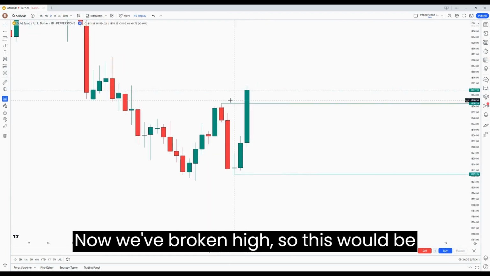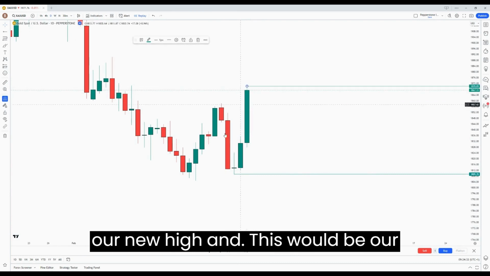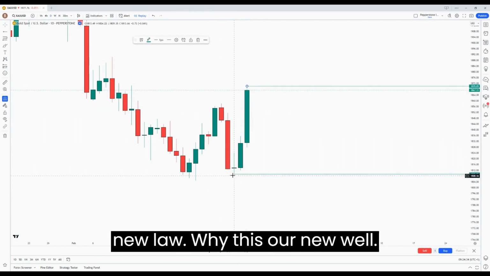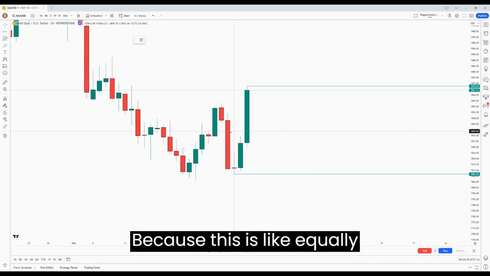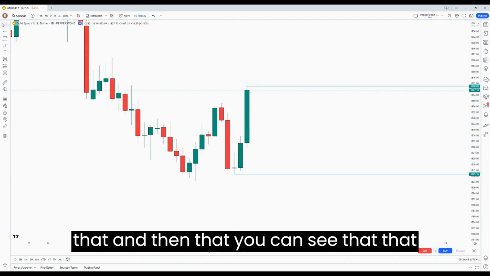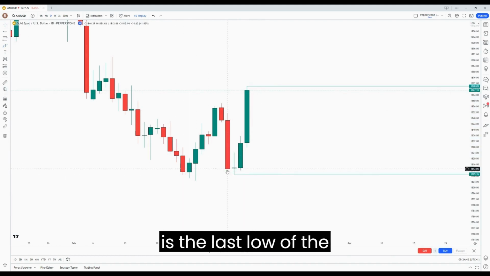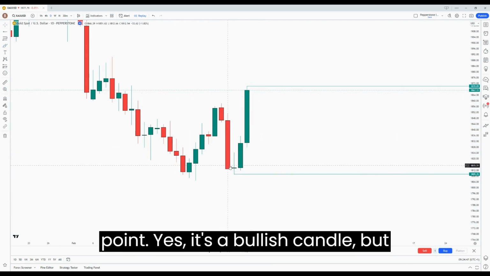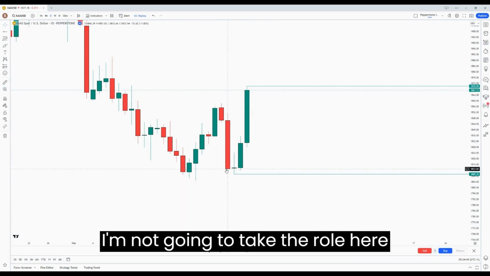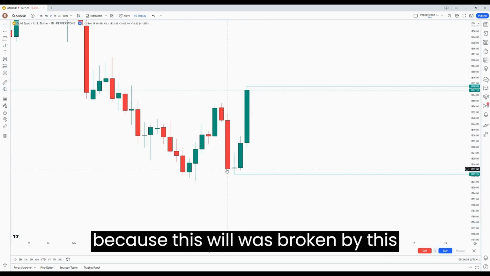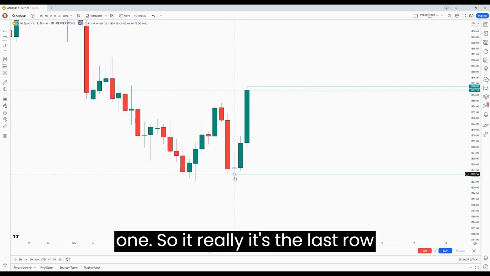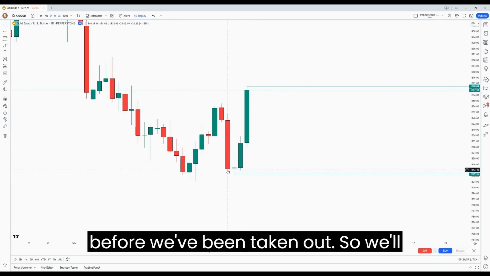Now we've broken the high. So this would be our new high, and this would be our new low. Why is this our new low? Well, because you go like that and then that. You can see that that is the last low of the point. Yes, it's a bullish candle, but I'm not going to take the low here because this low was broken by this one. So really it's the last low before we've been taken out.